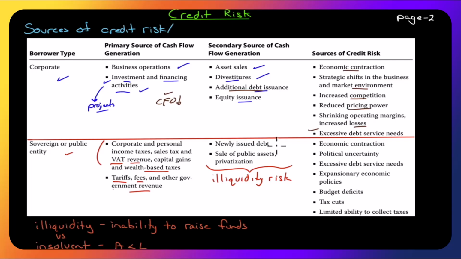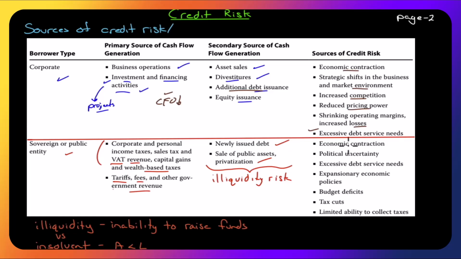Secondary sources of cash flow generation: newly issued debt, and sometimes sale of public assets or the privatization of existing government assets. So perhaps the government owns a toll road and decides to privatize that toll road, can sell it to a private company and monetize that asset to pay down debt.